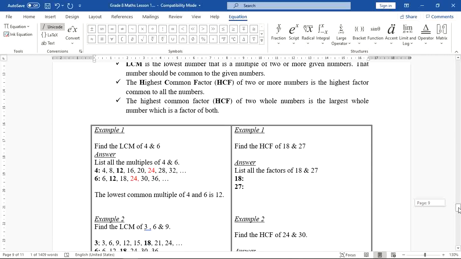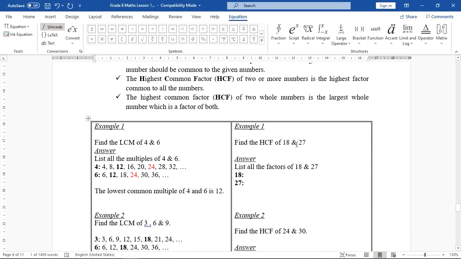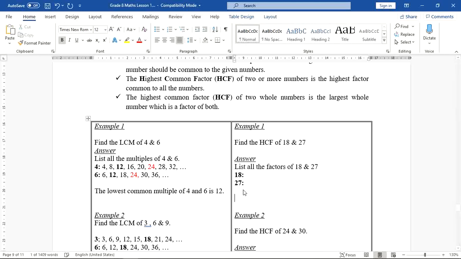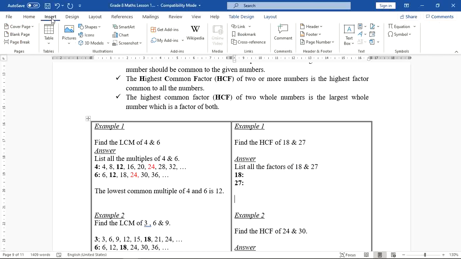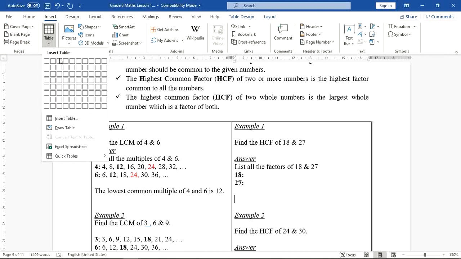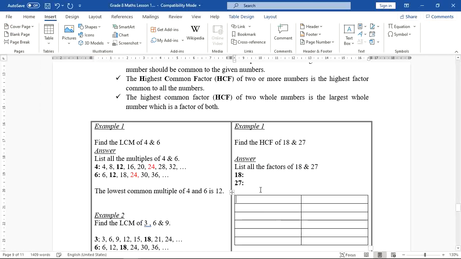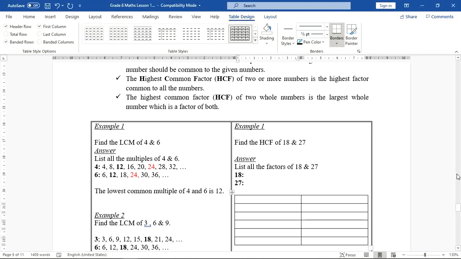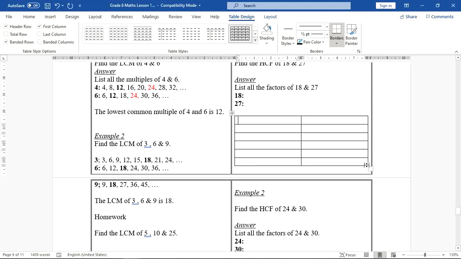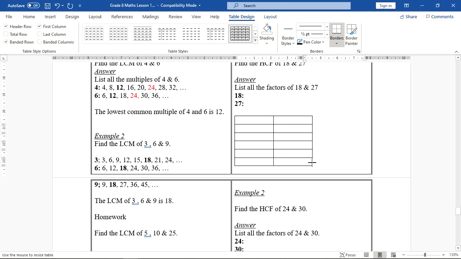Let's say you want to find the highest common factor of 18 and 27. What do you do? You list down all the factors of 18 and 27. So how do you list all the factors without a calculator? Maybe you can make use of a table. Let me show you this nice method.